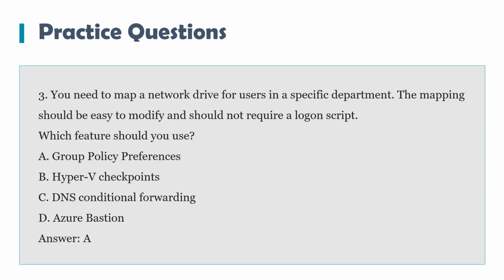3. You need to map a network drive for users in a specific department. The mapping should be easy to modify and should not require a logon script. Which feature should you use? A. Group Policy Preferences. B. Hyper-V checkpoints. C. DNS Conditional Forwarding. D. Azure Bastion. Answer: A.